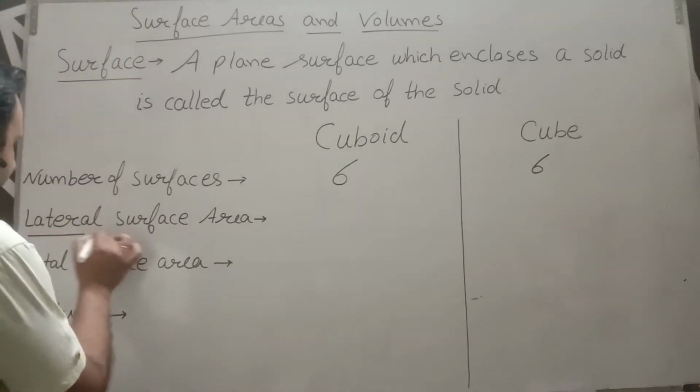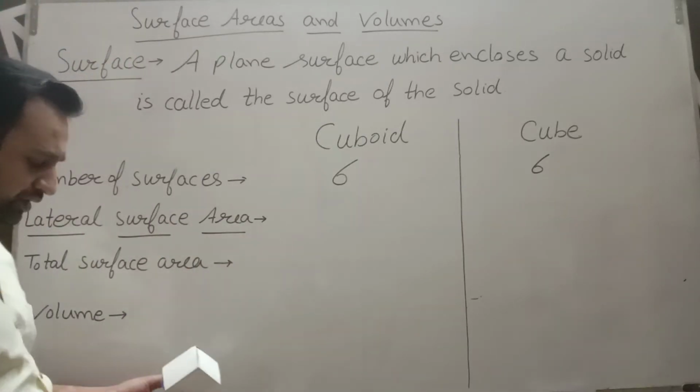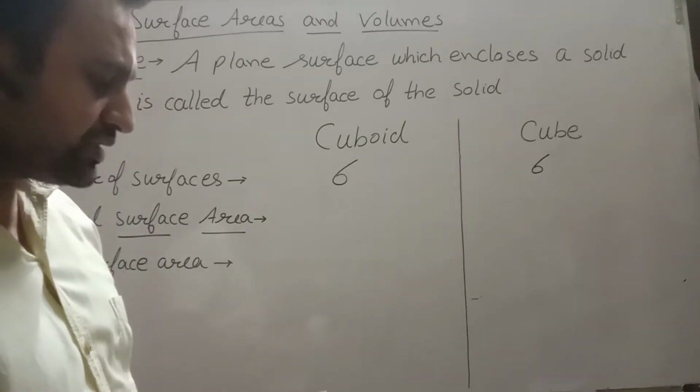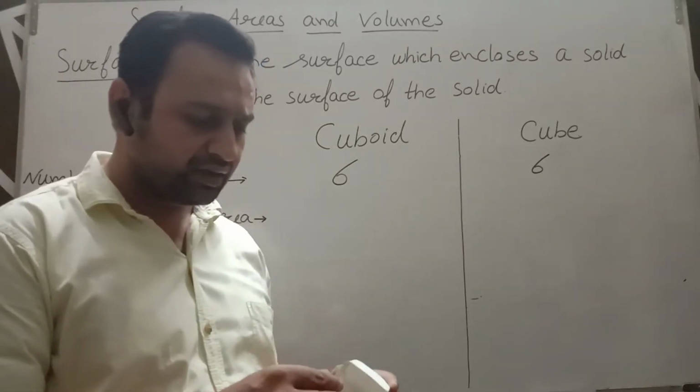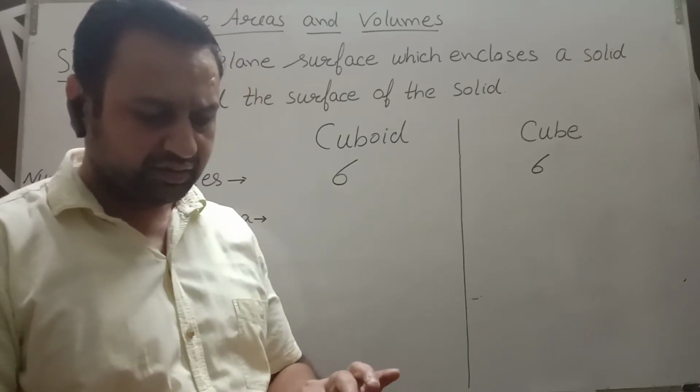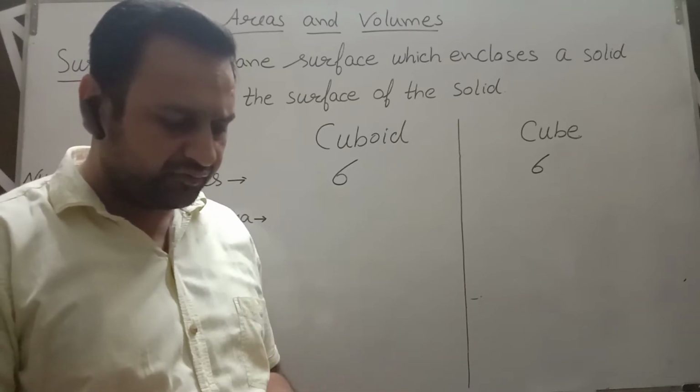Next, lateral surface area. So what is the lateral surface area? To discuss lateral surface area, we describe a cuboid in a net form.